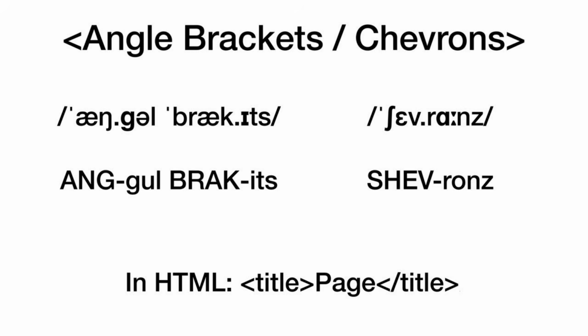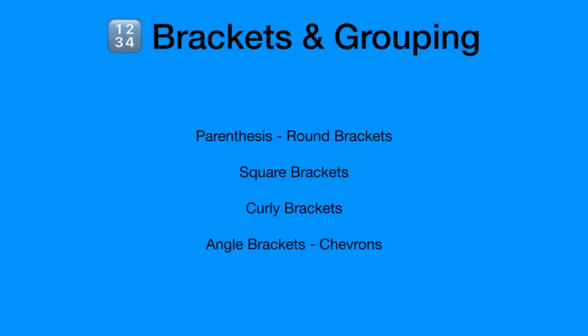All right. Okay, how's everybody doing? We have a lot of symbols there that we just learned. So let's go back to the beginning and practice one more time before we move on. Parentheses, round brackets, square brackets, curly brackets, angle brackets, chevrons.